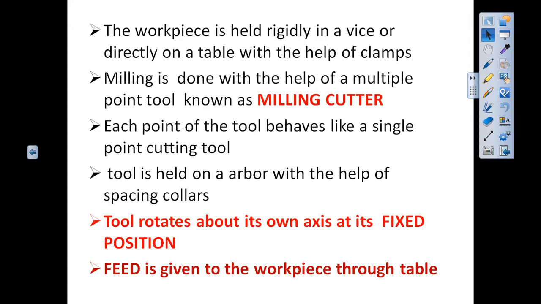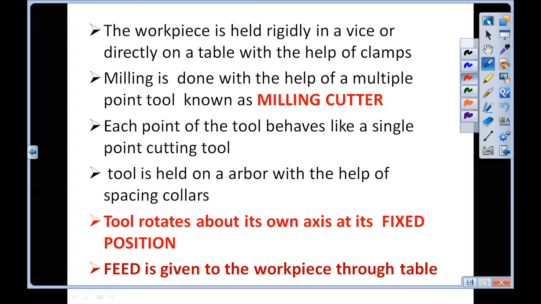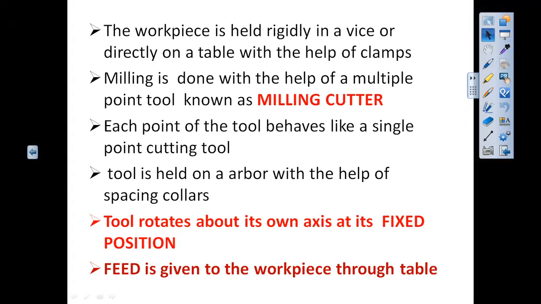Here is the main difference. The tool rotates about its own axis at a fixed position, and the feed is given to the workpiece through the table.